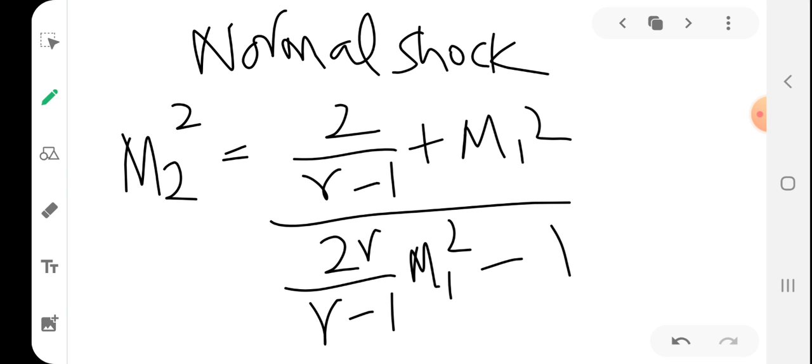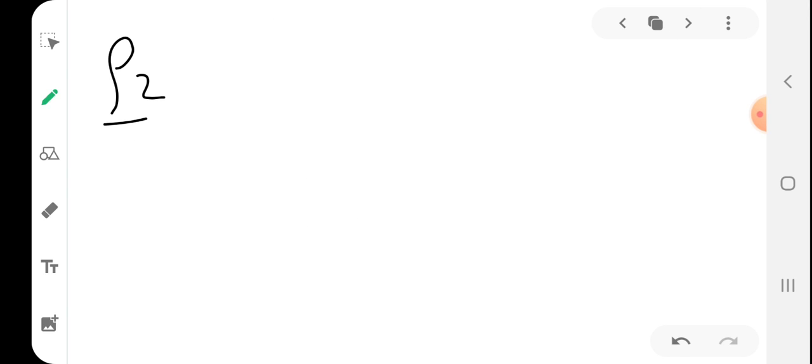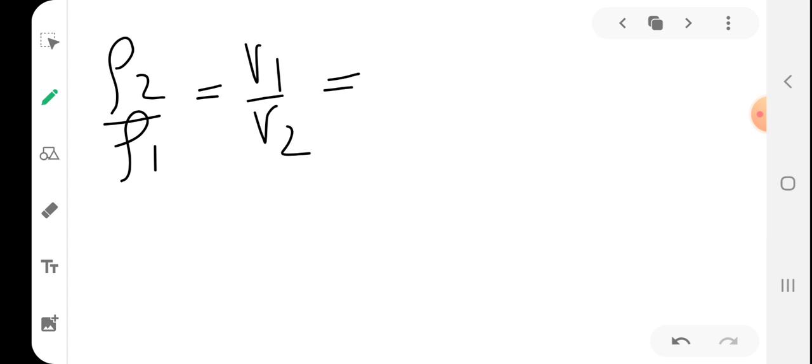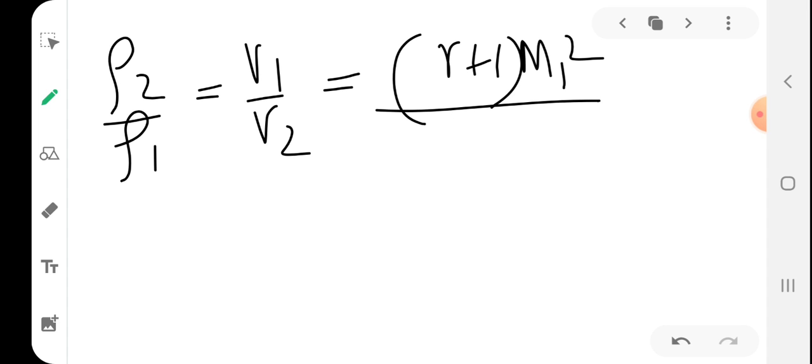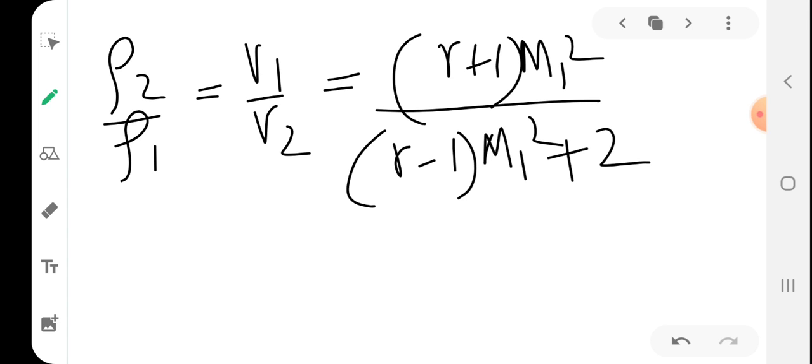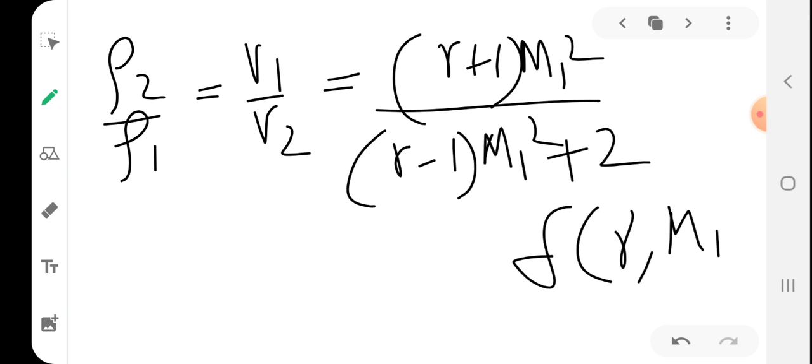Okay, now after this we have derived a relationship for a density ratio rho 2 by rho 1 will be equal to V1 by V2, right? Because the product of rho and V is constant, so this will be equal to gamma plus 1 M1 square by gamma minus 1 M1 square plus 2. So all these ratios are functions of gamma and upstream Mach number. If you know the gamma and upstream Mach number, you will get the values for these ratios.